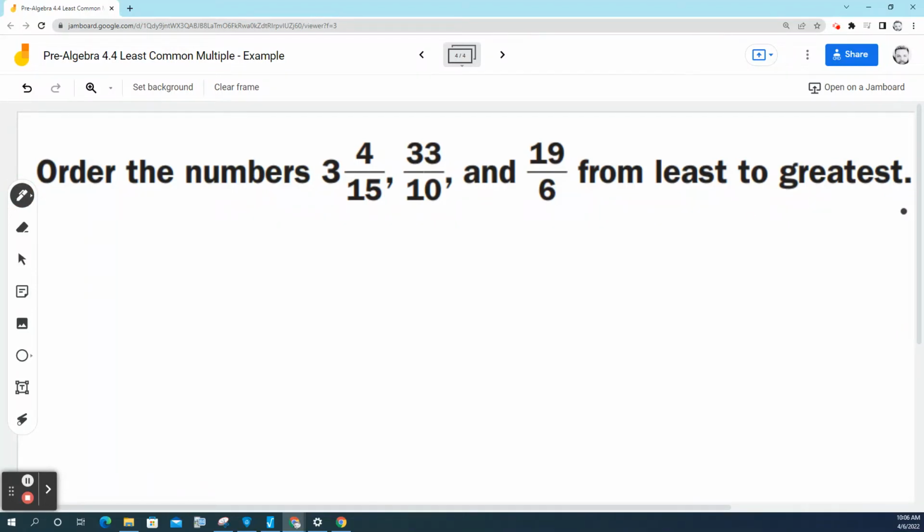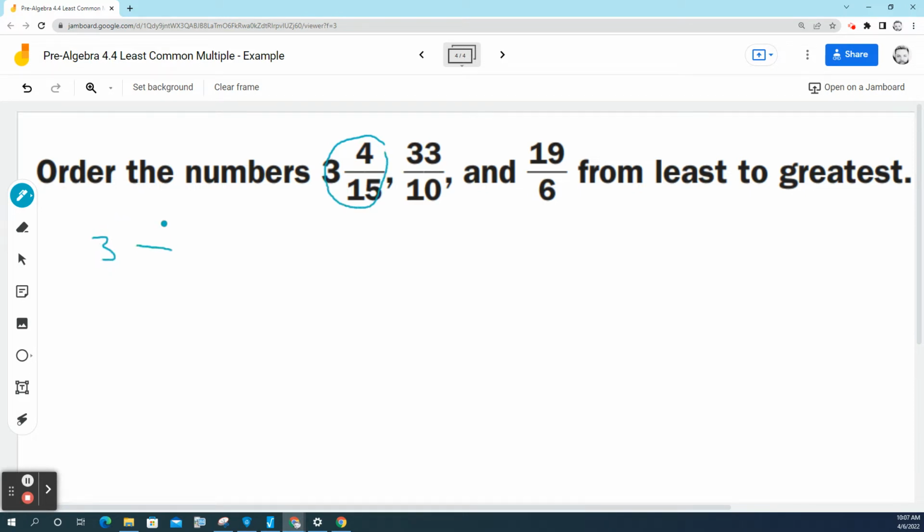All right, so we want to order this from least to greatest. So this is very similar to example number 3. We're going to take all the fractions, find the lowest common multiple, or in this case, the least common denominator, and then see which one's bigger based on the value of the numerator. So the first thing I need to do is address this mixed number. I don't know if you guys remember this.